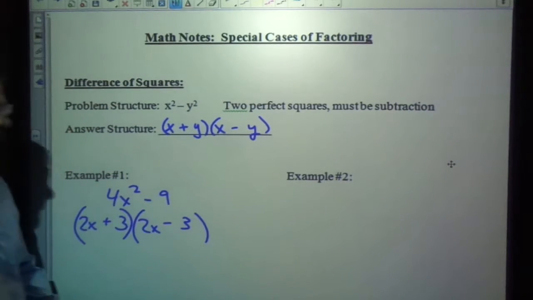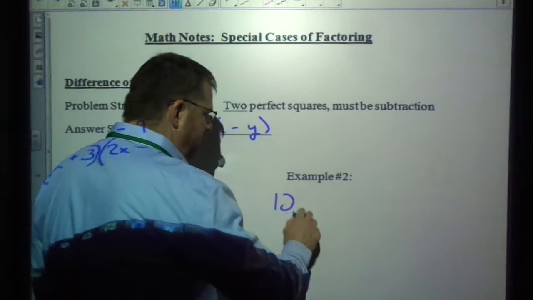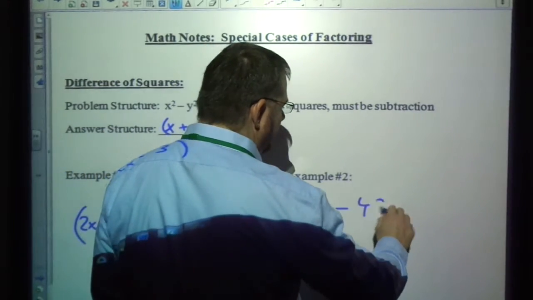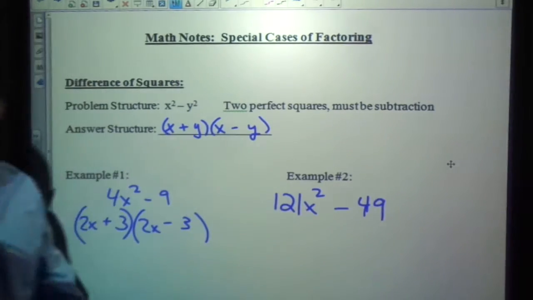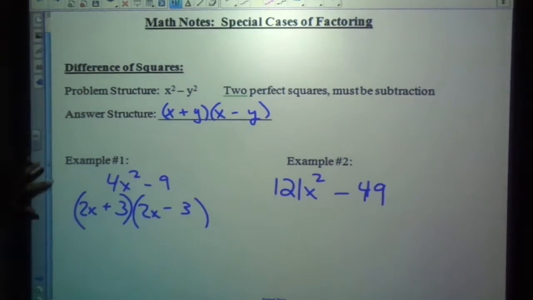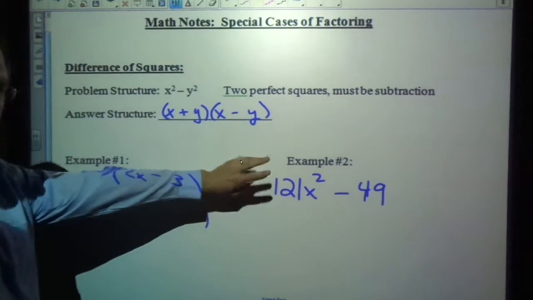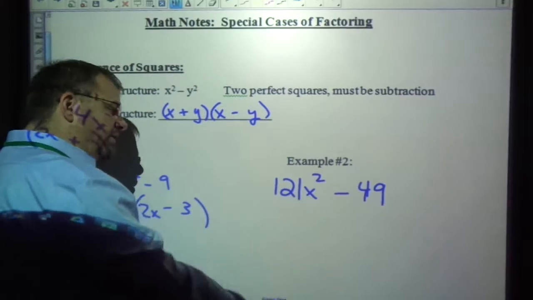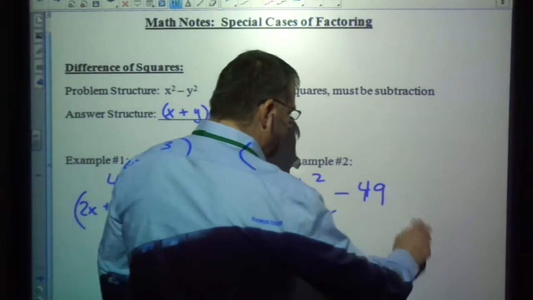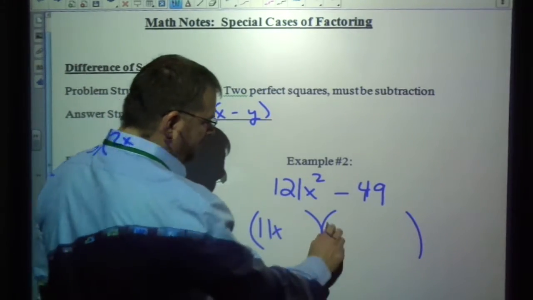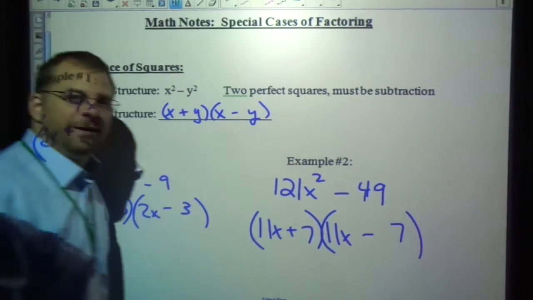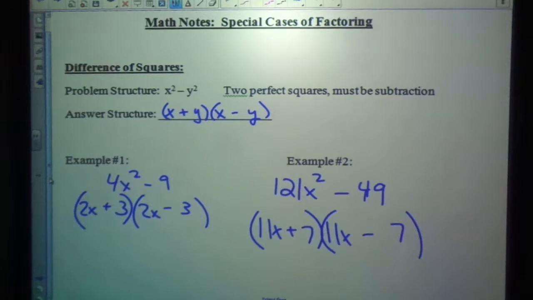This is really nice when you have a really big problem like 121x squared minus 49. You know, that might be really annoying to have to do out the long way. But if you say, hey, that's a perfect square, 11 times 11 is 121, 7 times 7 is 49, there's subtraction, we have a difference of two perfect squares. We go straight to our answer. 11x, 11x. 7, 7, one positive, one negative. Easy.